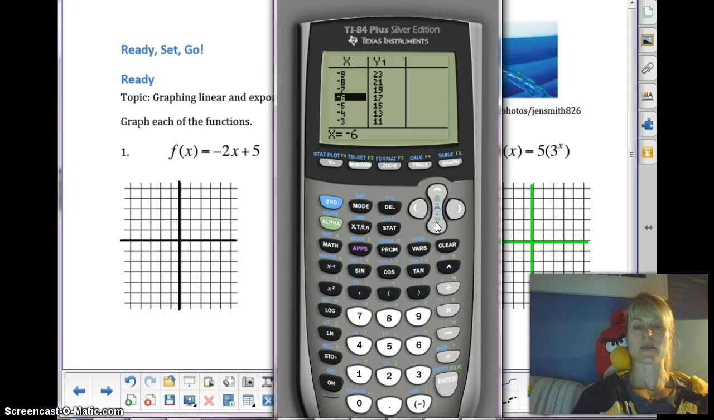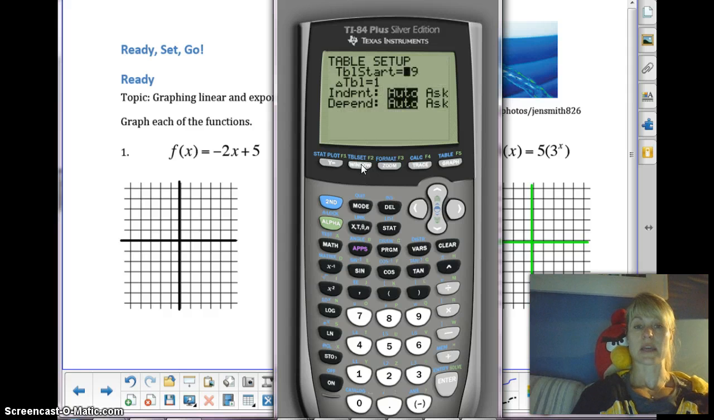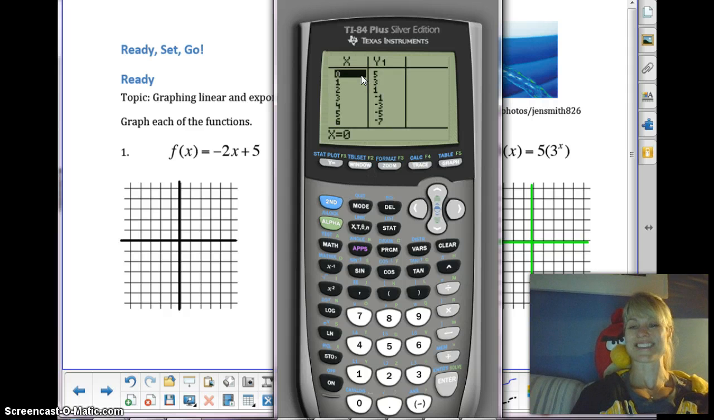So I can either down arrow, or I can look where it says table set. We're in the table. I want to go to the table set. So if I go to table set, right now my table started at -9. Let's say I wanted to start at 0. So I can just put in 0 here, and then this means it's going by the whole number 1. You can make it go by halves, you can make it go by quarters if you want. You could put in 0.5 for half, 0.25 for quarters, but we'll stick with that. So now I'm going to go back to my table, and you can see it started at 0 now.